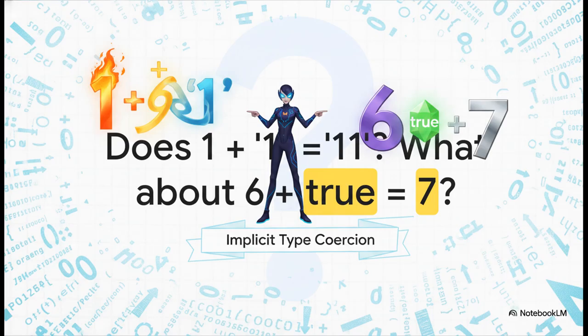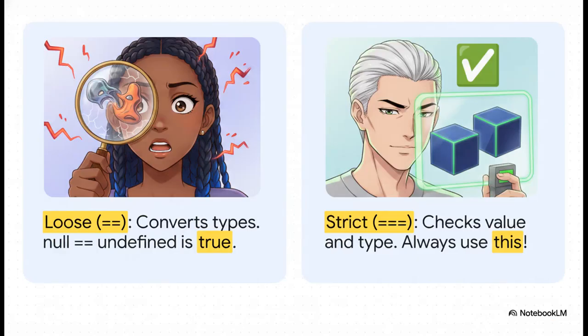It's super powerful, but if you don't know what's happening under the hood, it will literally create absolute chaos in your code. Which brings us directly to how we compare values. JavaScript gives you loose equality, which is a double equal sign, and strict equality, which is a triple equal sign. Loose equality attempts that sneaky type coercion we just talked about before it compares things. So that means 1 == "1" actually evaluates to true.